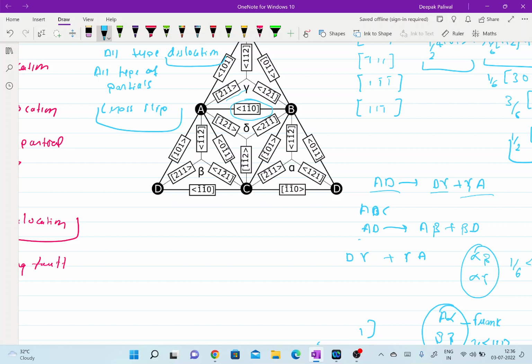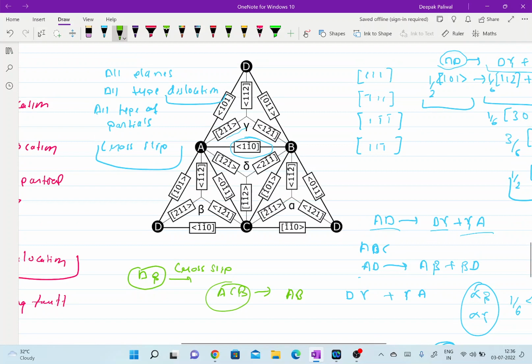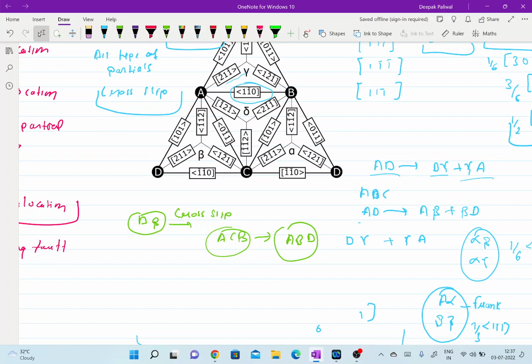I am saying my AB dislocation, which is the perfect one, can cross slip from the ACB plane to the ABD plane. Why am I saying this? Cross slip only happens when there is a common dislocation line between the two planes. In the case of ABC and ABD, the common line is AB. If I am talking about cross slip, I am talking about a screw dislocation, where both the Burgers vector and the line vector are parallel to each other. So cross slip happens from the ABC plane to the ABD plane when there is a common line vector between these two planes; only then is cross slip possible.